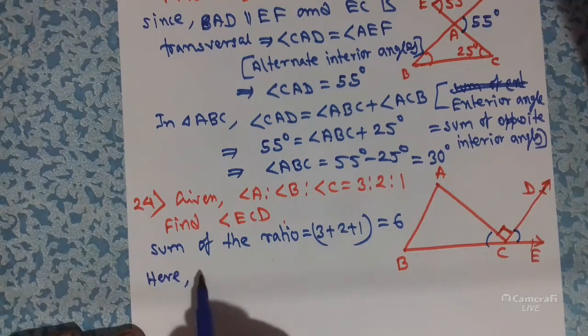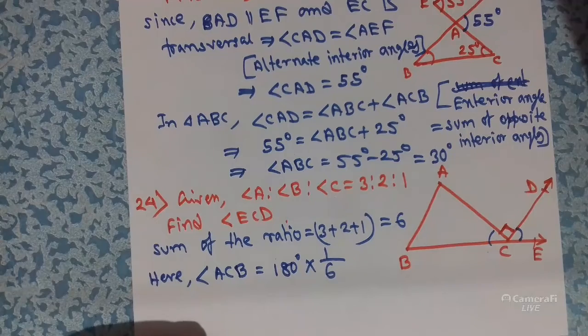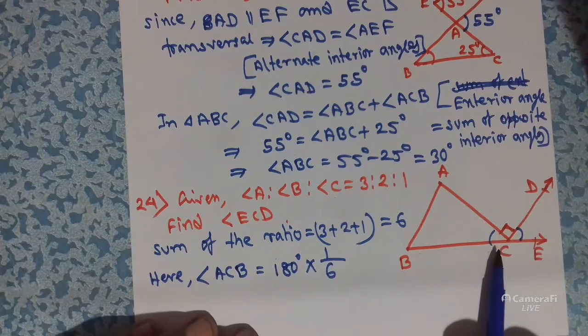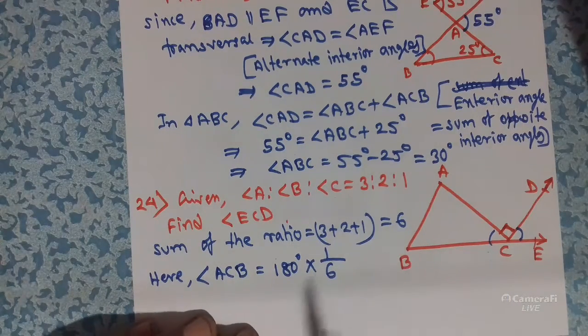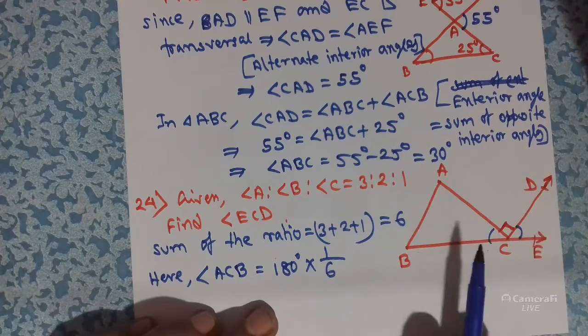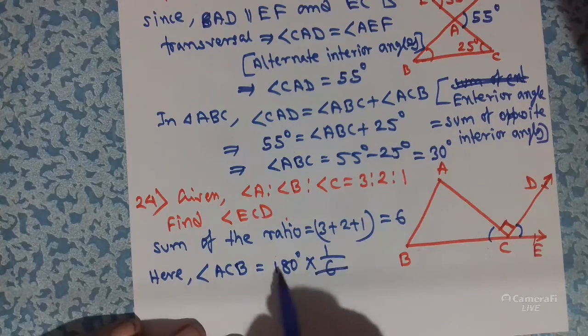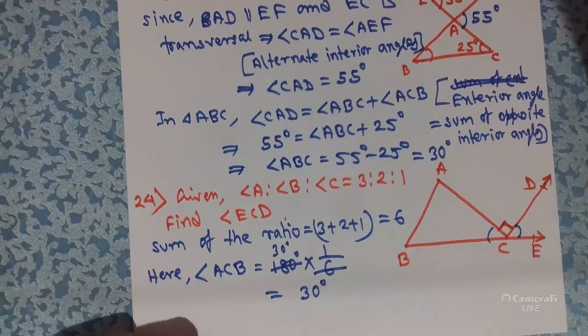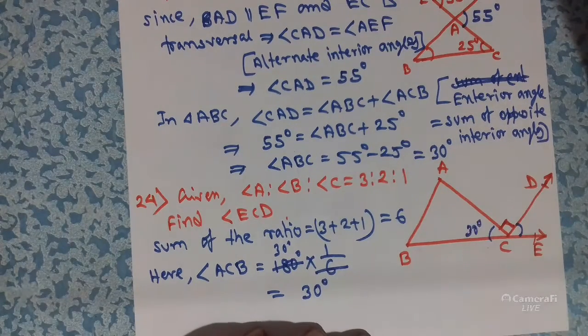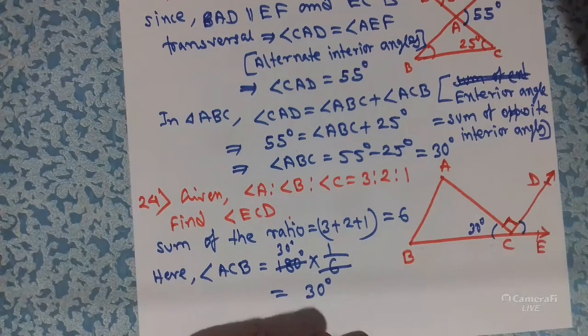So here angle ACB is equals to 180 multiply 1 by 6. Why 1 by 6? Because it is one part out of 6 parts, because sum of the ratio is 6. And why 180 degree? Because sum of the three angles is 180. Okay, so we have to find the one part out of 6 part, that means out of 180. So angle ACB is 30 degree. So this one is 30 degree, and obviously CD perpendicular to AC, that means it is 90 degree.